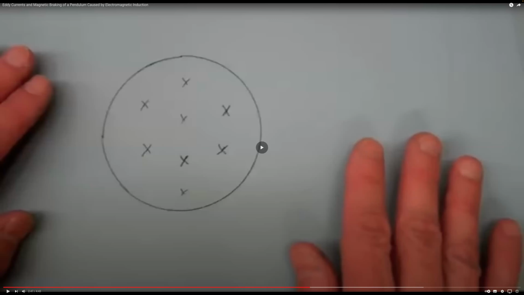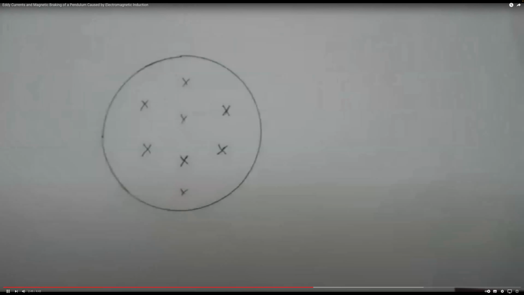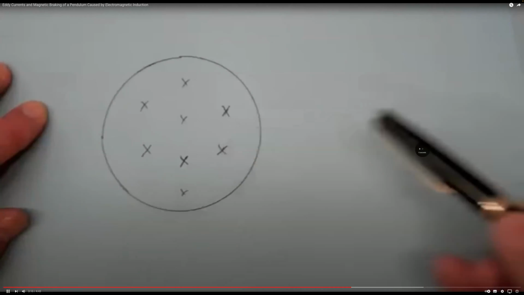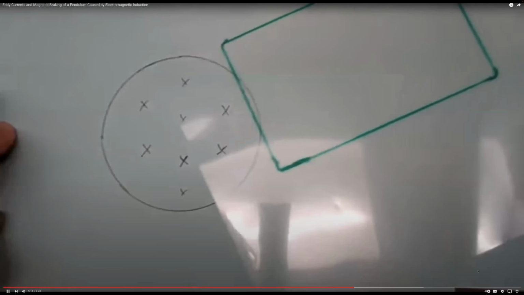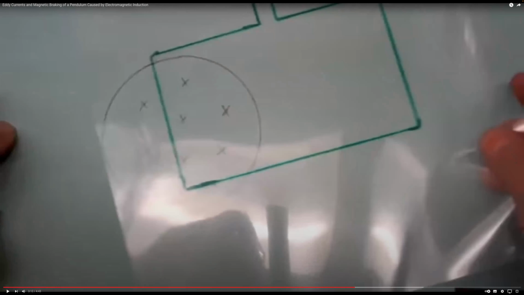Now, this is the plate which is trying to enter. When the plate is trying to enter, is the flux increasing or decreasing? Flux is increasing. So if there is an increase in flux, what pole will get generated? Will it be the same pole or the opposite pole? It will be the same pole.